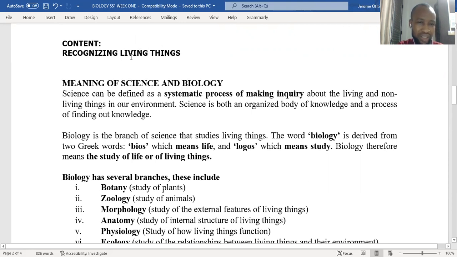So how do you recognize them? You recognize them if they possess all these characteristics. This recognizing living things is a very broad topic that we extend to week 4. This is just an introduction.